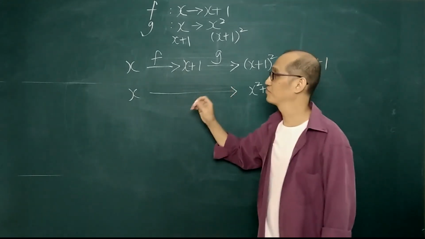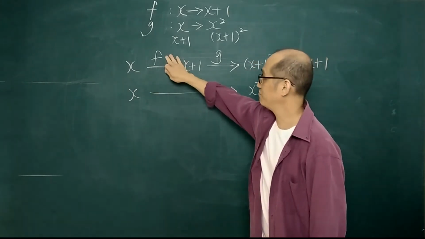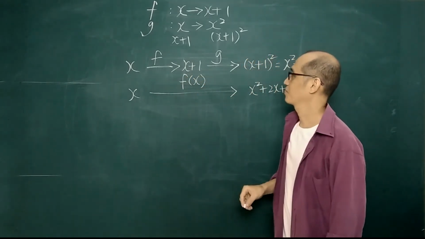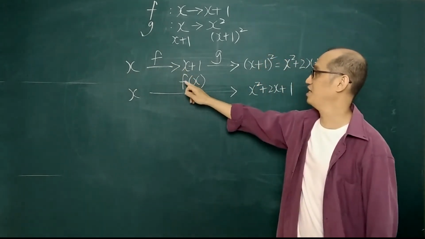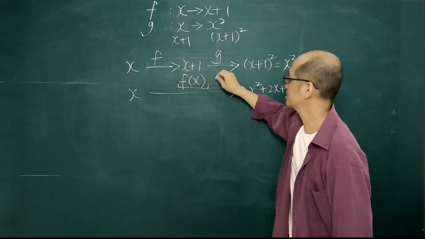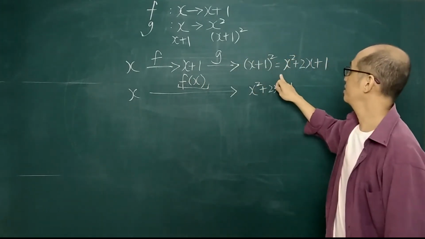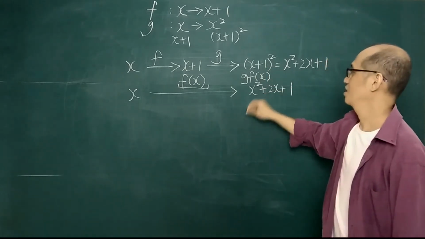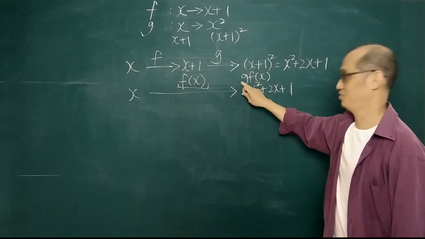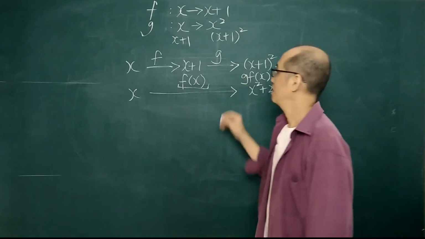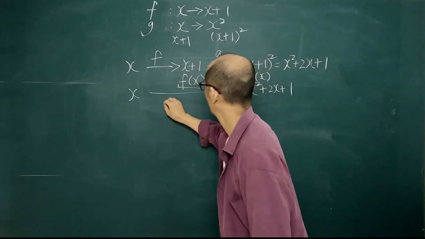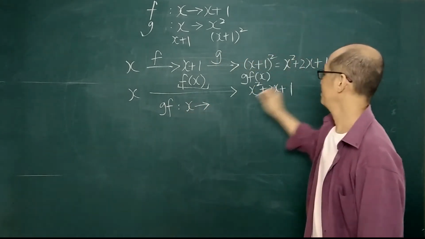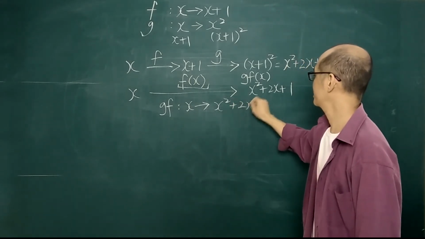But then let's look at this one again. You see x goes through function f, and here what we get is fx. Okay, x goes through function f and we get fx. And then this whole fx will go through function g, and here what we get is g fx. This fx goes through the function of g. So in the math notation, what we get here is actually gf maps x to this one, x squared plus 2x plus 1.